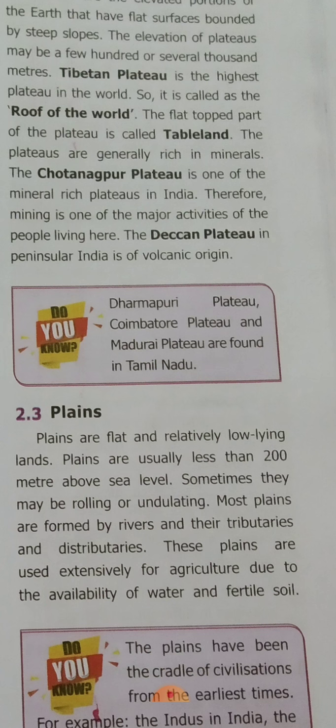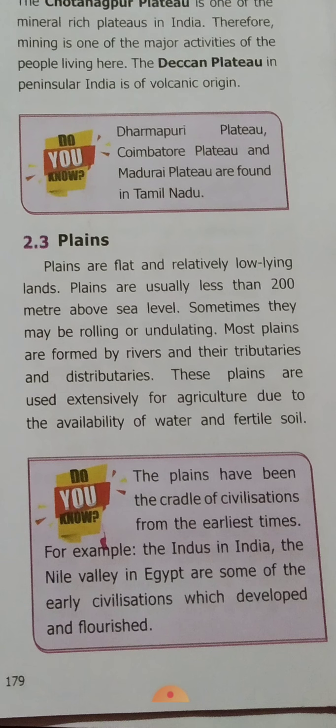Plains are flat and relatively low-lying lands. Plains are usually less than 200 meters above sea level. Sometimes they may be rolling or undulating. Most plains are formed by rivers and their tributaries and distributaries. These plains are used extensively for agriculture due to the availability of water and fertile soil. The plains have been the cradle of civilization from the earliest times.